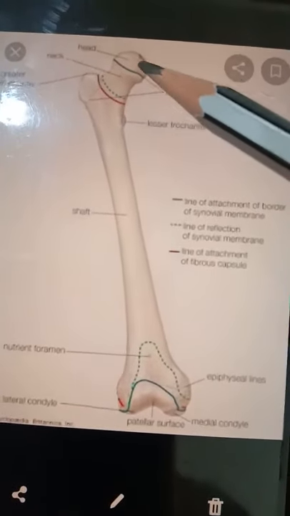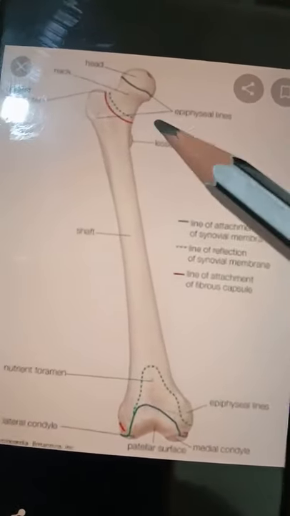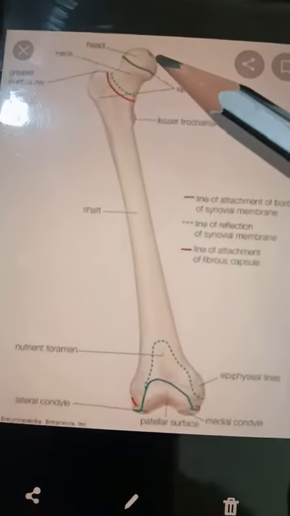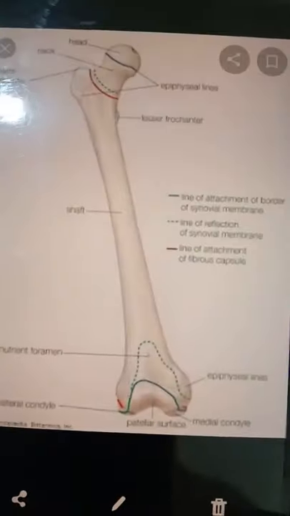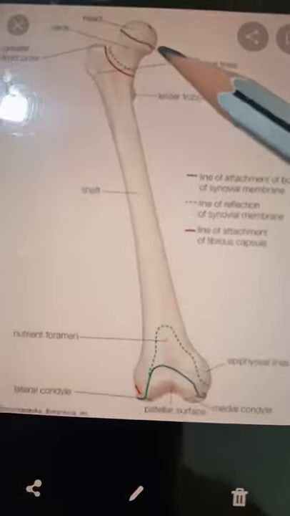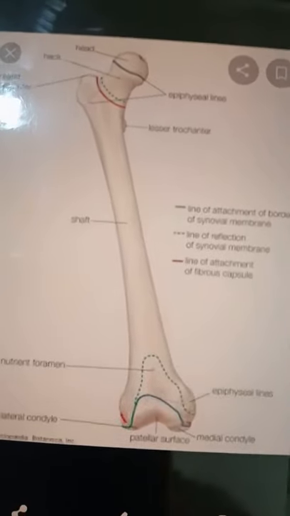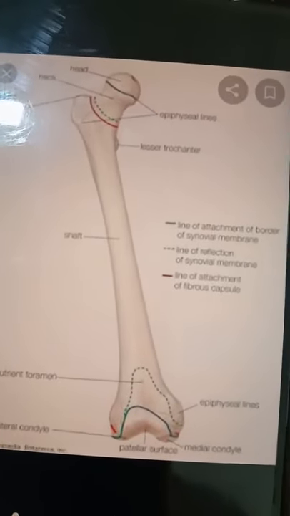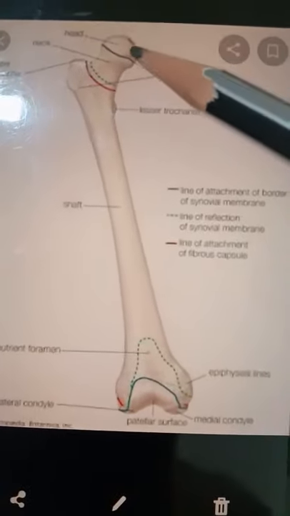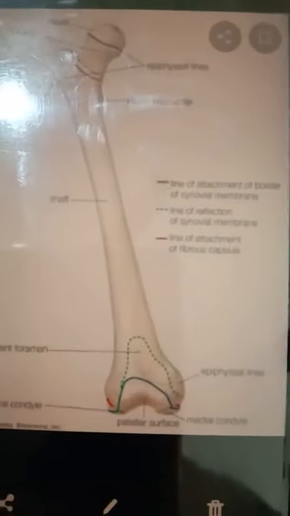So let's see first the head. The head forms more than half of a sphere and it is directed, in anatomical position, medially upwards and slightly forwards. So here you can see the position of the femur. Then this head of the femur articulates with the acetabular cavity of the hip bone to form the hip joint. Then the rough pitted area, which is present just at the center of the head of the femur, is called the pit, and this is called the fovea. That pit-like structure is called the fovea.